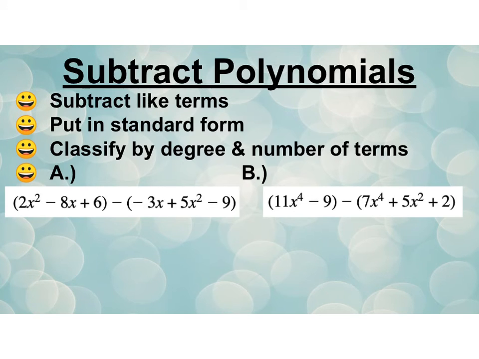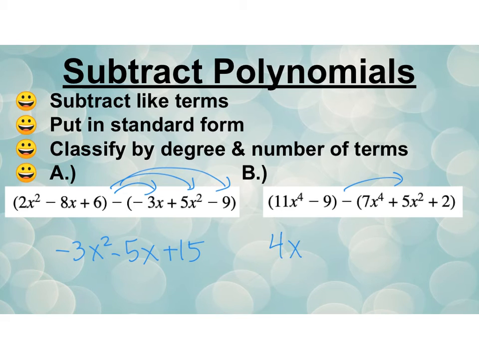Subtract, it's the same rules, combining like terms. Just make sure you are actually subtracting everything. Be careful with the subtraction signs. So we have 2x squared minus 5x squared for a negative 3x squared. Negative 8x minus a negative 3x is a negative 5x. And then 6 minus a negative 9 is 15. And then we distribute the negative to everything here. So we have 4x to the 4th, a negative or minus 5x squared. And then negative 9 minus 2 is negative 11. Be careful with those negatives and the subtraction signs.